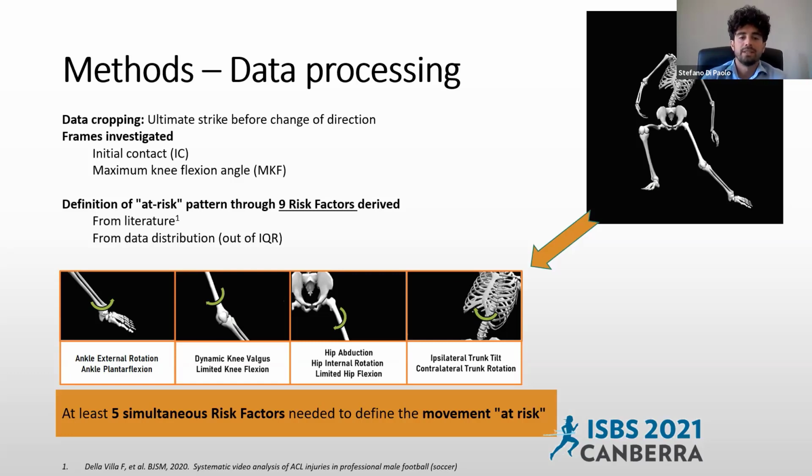To define a movement as at risk, we said that a minimum of 5 simultaneous risk factors needed to be present. When we had specific quantitative thresholds from literature, we used them. Where these thresholds were not available, we used our data distribution, and so we used the values that were out of the interquartile range to set a value as at risk for each parameter.